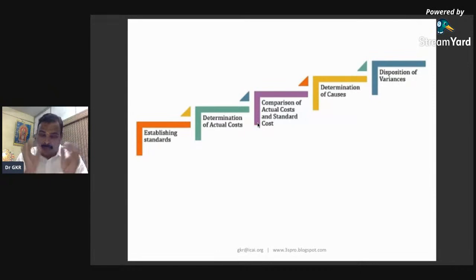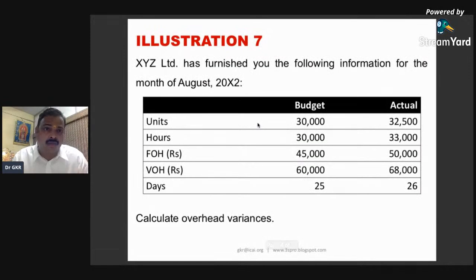Very simple. And I'm going to take the most interesting area, which is also an exam-oriented question. Let me now take you directly to illustration 7, otherwise called practical problem number 7 in your study material, chapter number 13. This is a question I'm going to solve now.